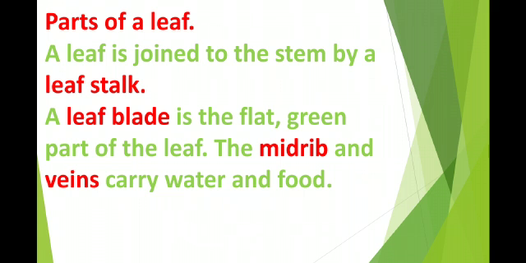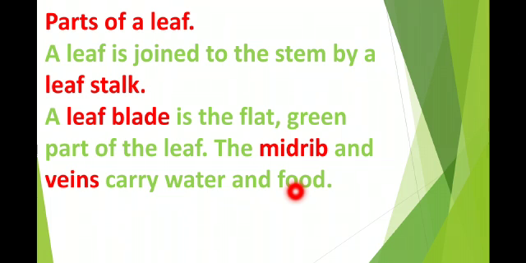Now here we will study parts of a leaf. A leaf is joined to the stem by a leaf stalk. A leaf blade is the flat green part of the leaf. The midrib and veins carry water and food.